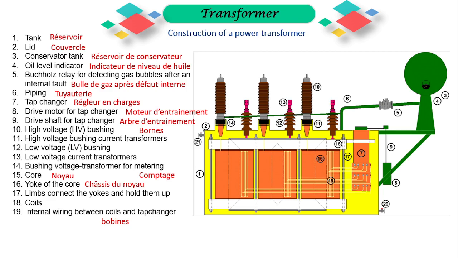20. Internal wiring between coils and tap changer connects coils, the tap changer, and other internal components. The construction of power transformers is a marvel of engineering, combining these elements to facilitate efficient energy transfer between circuits.